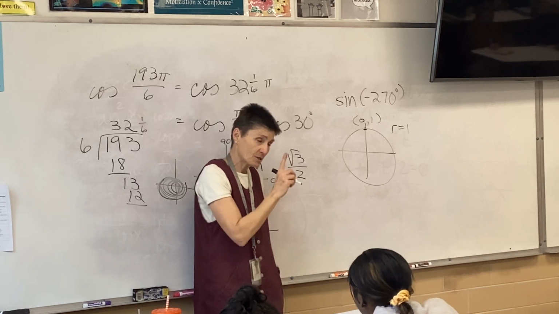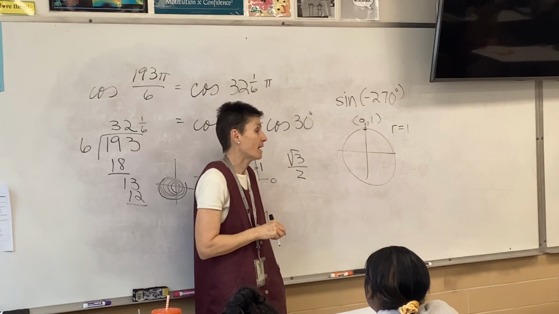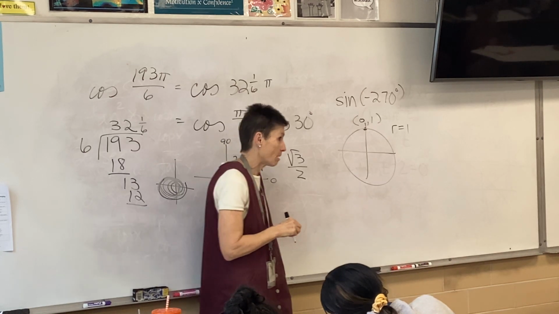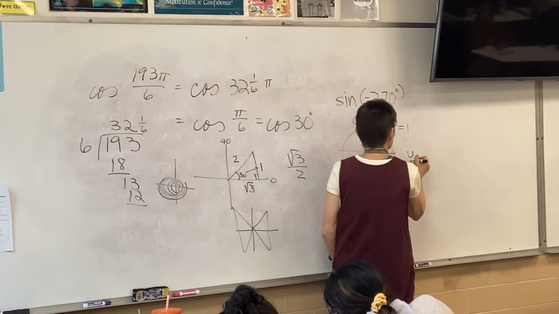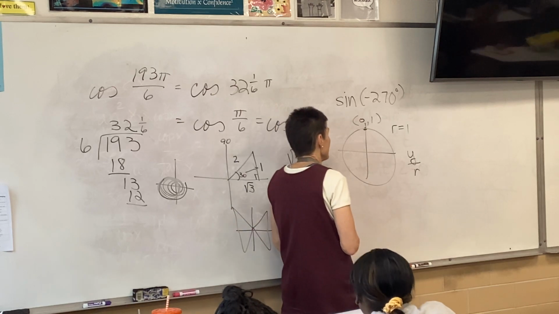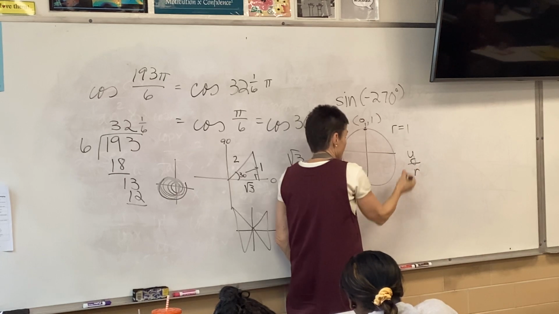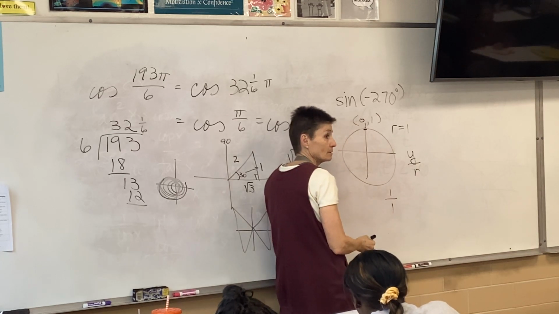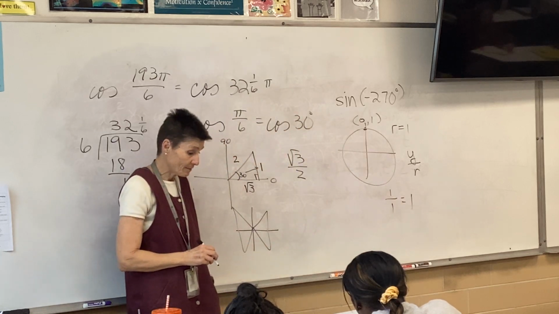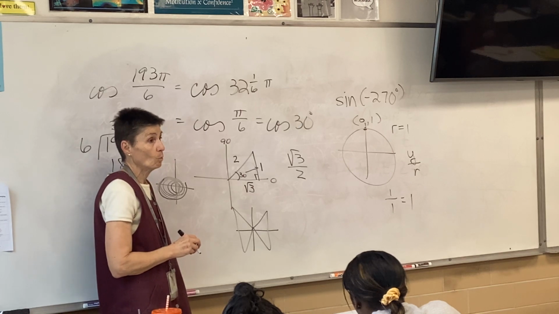Sine on the circle, I know on the triangle it's opposite over hypotenuse. What is sine on the circle? Y over R. Very good, Robbie. Y over R. We're all supposed to have this memorized, by the way. So Y over R is 1 over 1, which is 1. So the sine of negative 270 is positive 1.